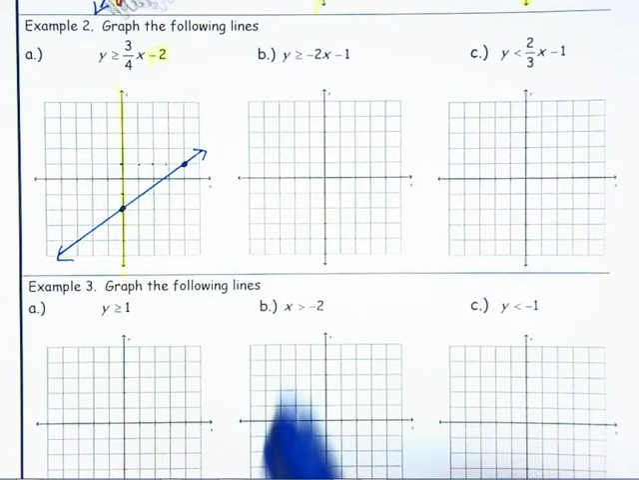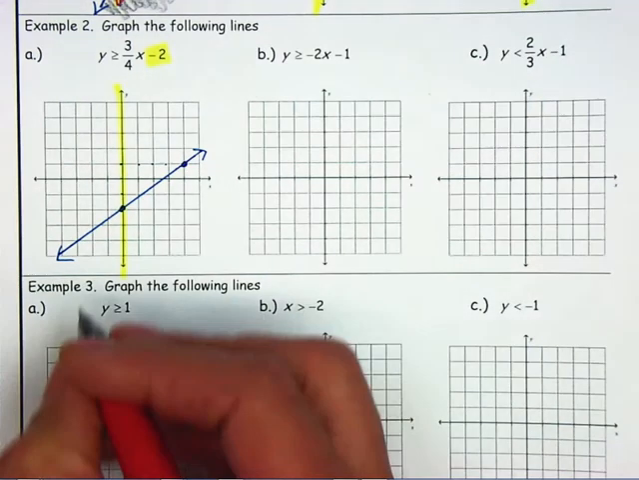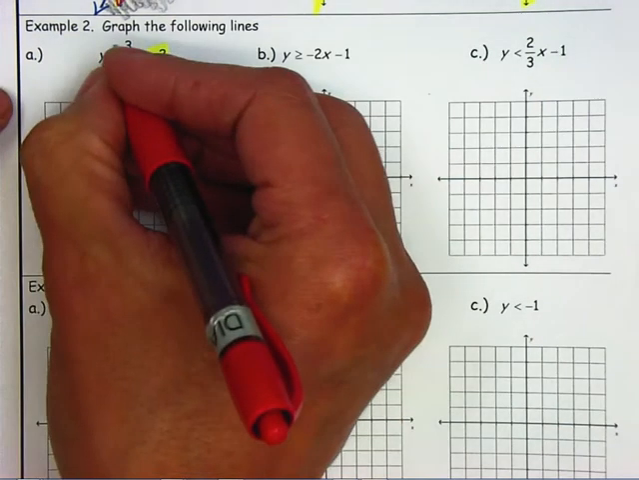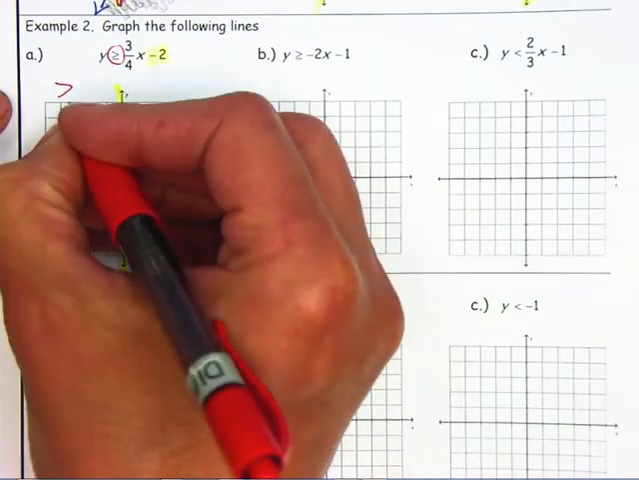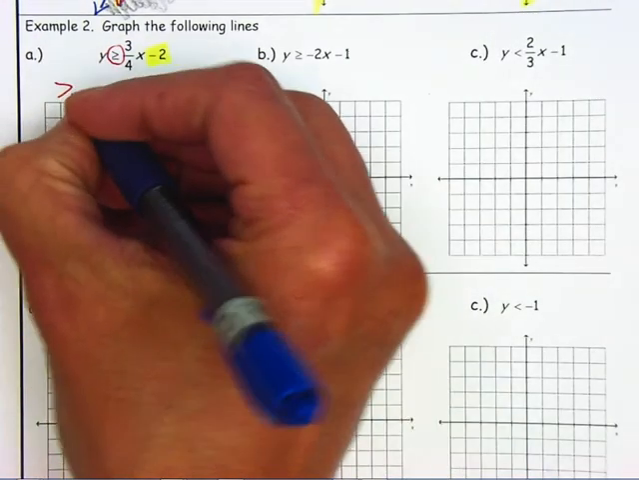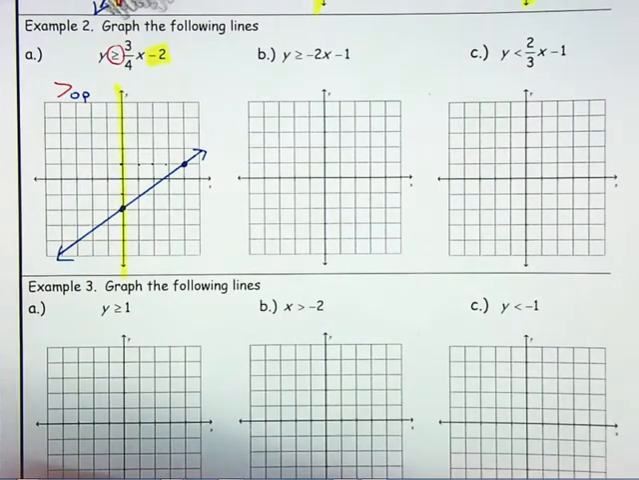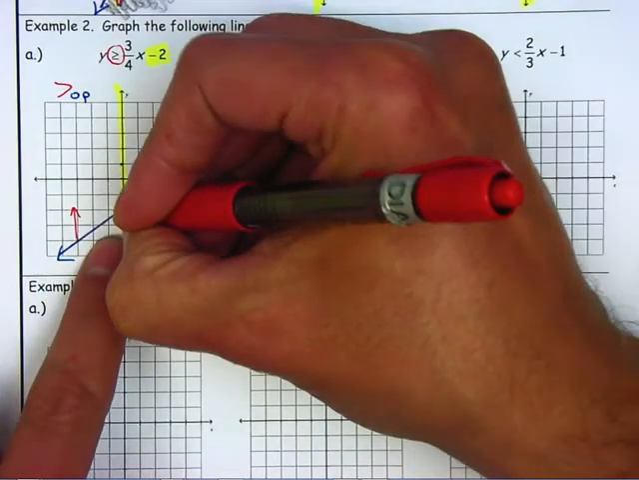Next, I need to decide if I'm going to shade the low side or the top side. Let's see, this is greater than, so it's going to be the top section. So I'm going to shade the top section.